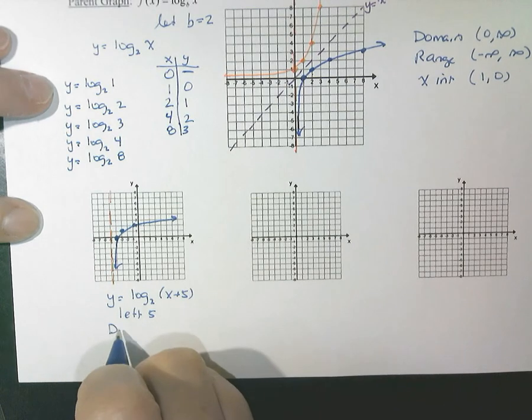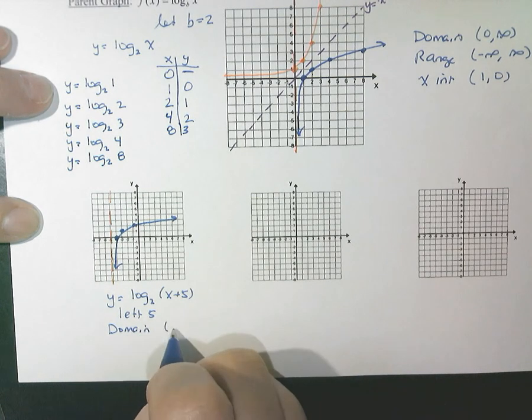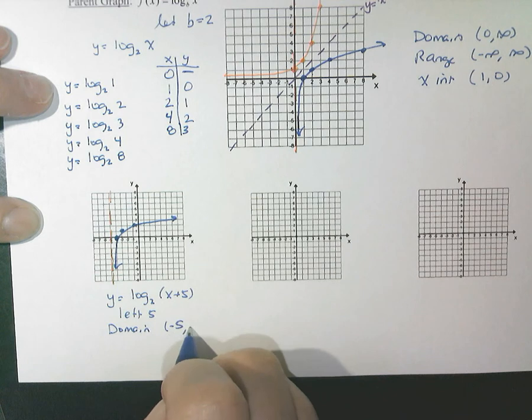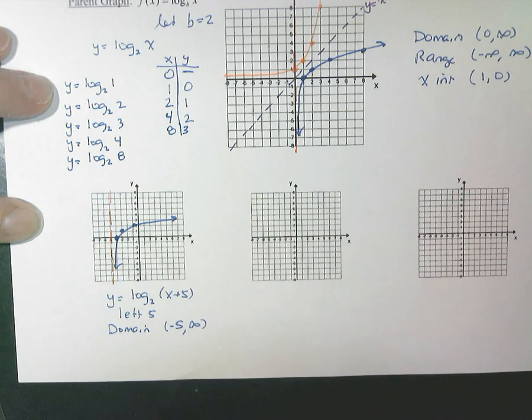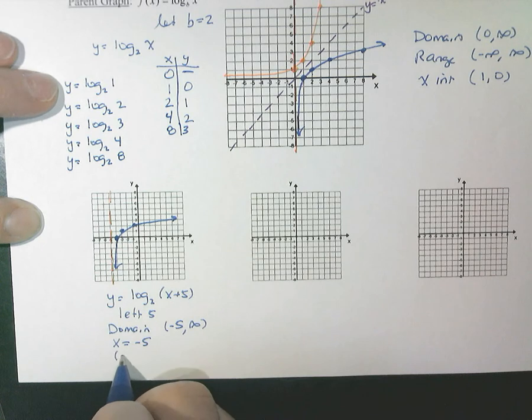So my domain is from negative 5 to infinity. My range is all real numbers. My asymptote is x equals negative 5. And my x-intercept is negative 4, 0.